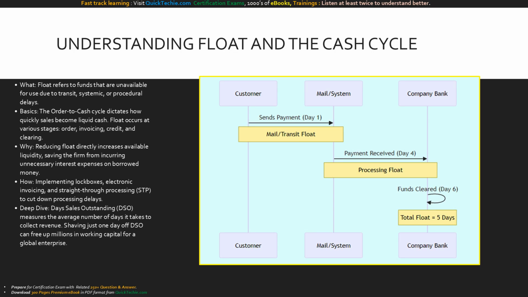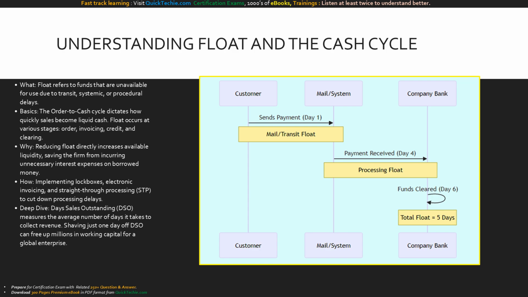Moving to slide 2, let's explore the enemy of cash management, float. What is float? It is the non-availability of funds due to systemic, transit, or procedural delays. When cash is in float, someone else in the banking system is earning interest on your money.